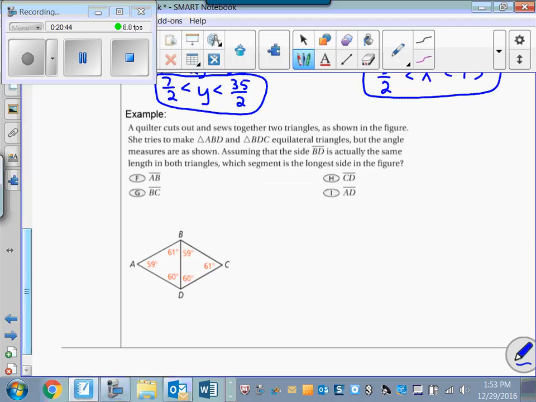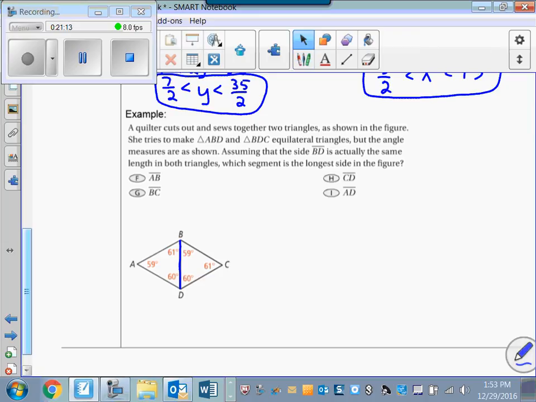Okay, let's see what we got now. A quilter cuts and sews together triangles as shown in the figure. She tries to make triangle ABD and BDC equilateral, but the angle measures come out as shown. She wasn't perfect. No one is. Assume that side BD is actually the same length. Okay, so BD is the same length, congruent to itself. Which segment is the longest in the figure?